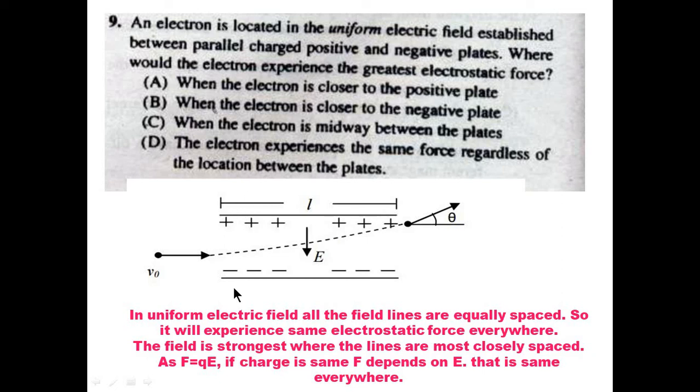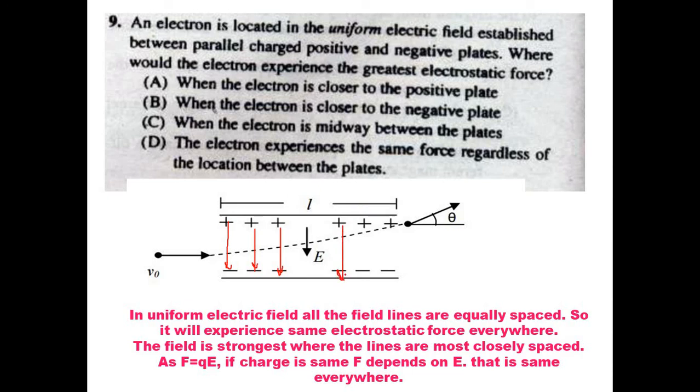So here this is the positive plate and this is the negative plate. If I release a negative charge Q, then it will definitely move toward the positive plate. But here it is asking about the electrostatic force that is experienced by this charge. So if I take a look here, the electric field is uniform. It's starting from positive and ending at the negative charge, so the field is the same everywhere.